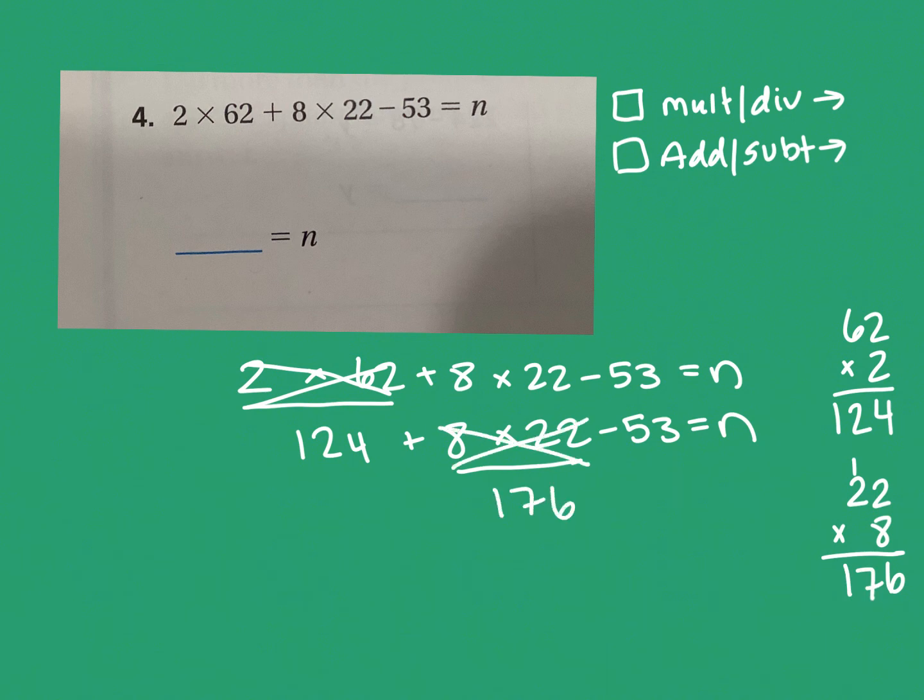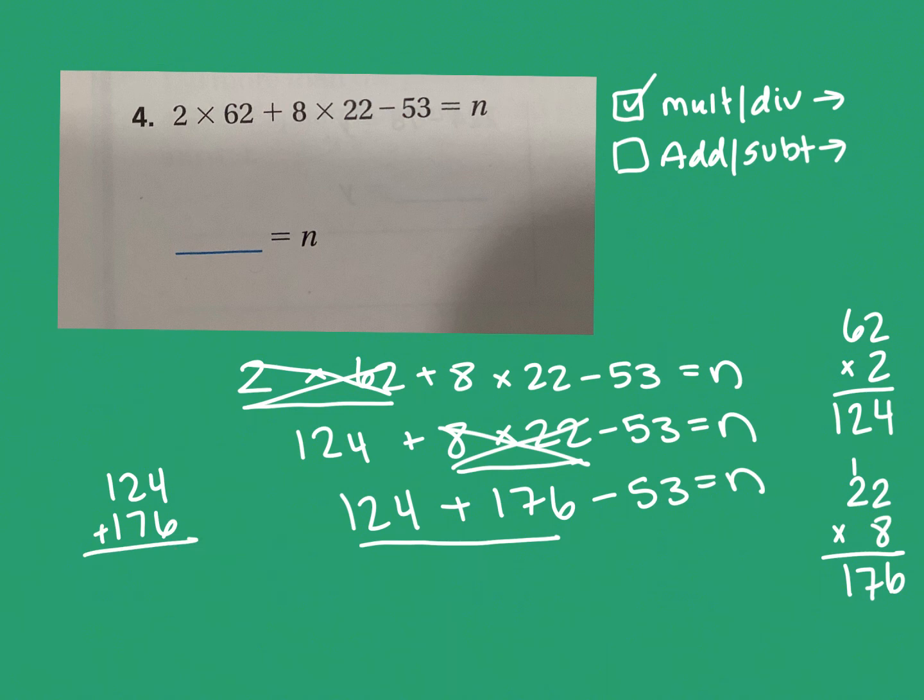Cross off what you did. Bring down what you haven't done. And we start the game again. Check for any multiplication or division. Nope. Nope. Okay, those are cleared. Excellent. Check any addition or subtraction, whichever comes first as I come across here, and it looks like the addition shows up first. 124 plus 176.